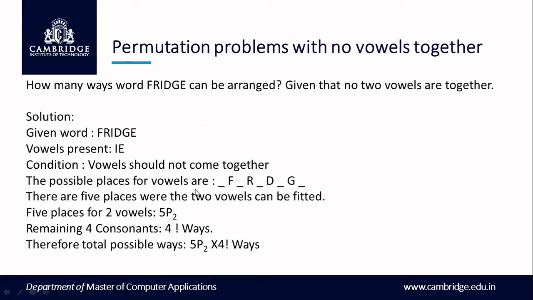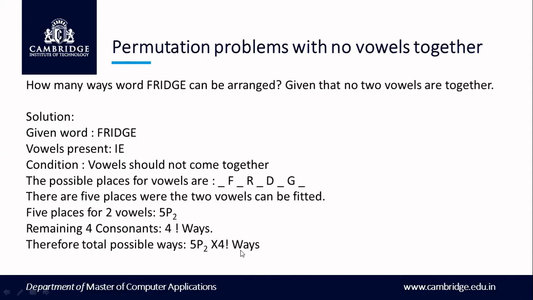The possible places for the vowels are before F, in between F and R, in between R and D, in between D and G, or after G. There are 5 places to be filled with 2 vowels, so it will be 5P2. The remaining 4 consonants can be arranged in 4 factorial ways. Therefore, the possible ways is 5P2 into 4 factorial ways.